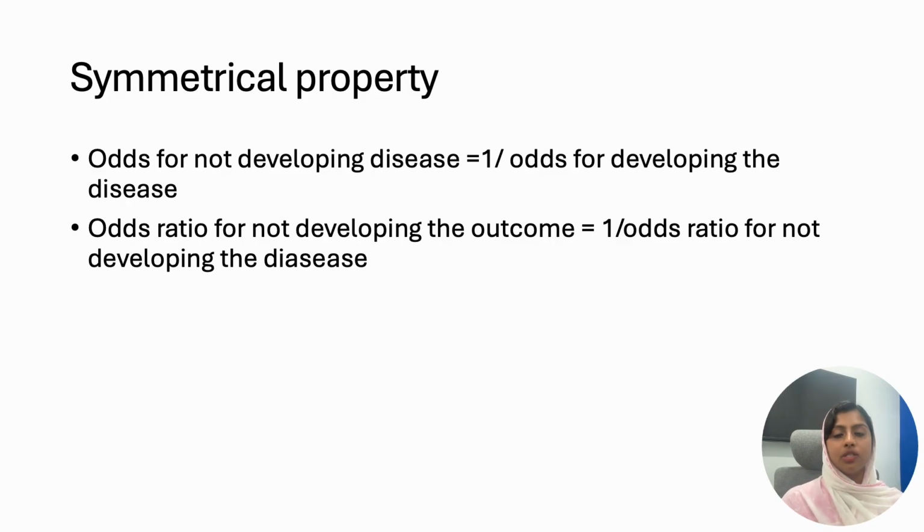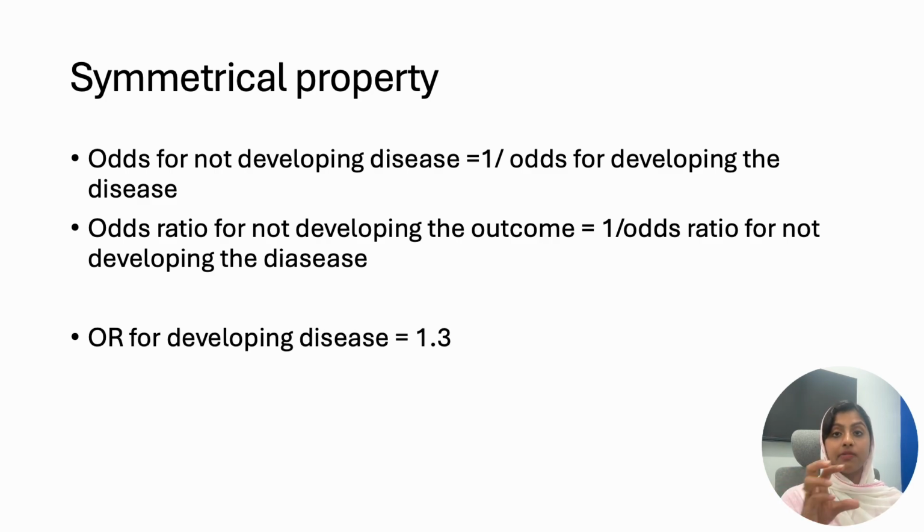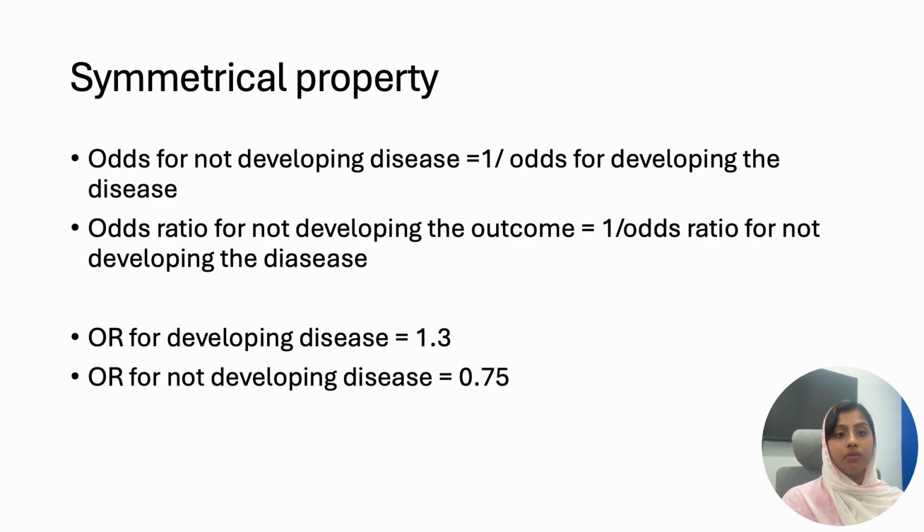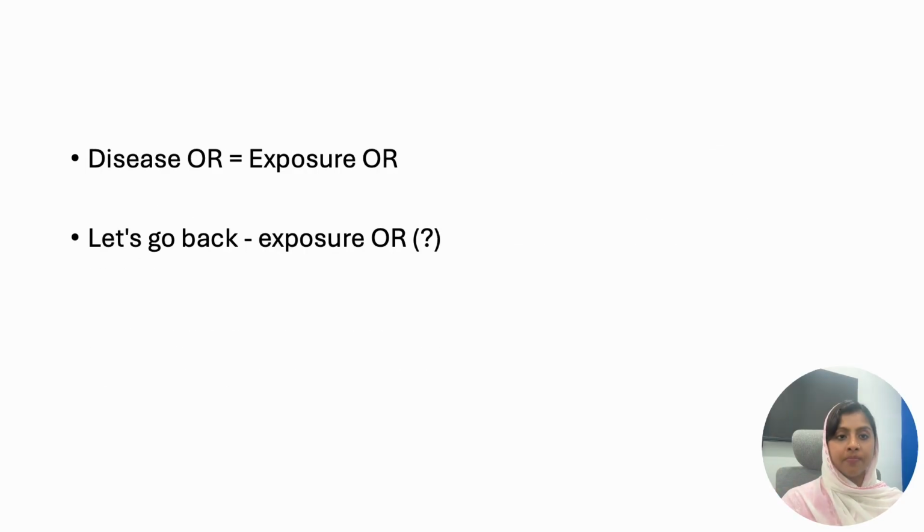So this is what I mentioned about the symmetrical property. Here the odds for not developing the disease is 1 by the odds for developing the disease. As you know, in the previous example, if you could go back and calculate the odds ratio, that was 1.3 for developing the disease. If you calculate the odds ratio for not developing the disease from the same table, what you would get is 0.75, which is 1 by 1.3.